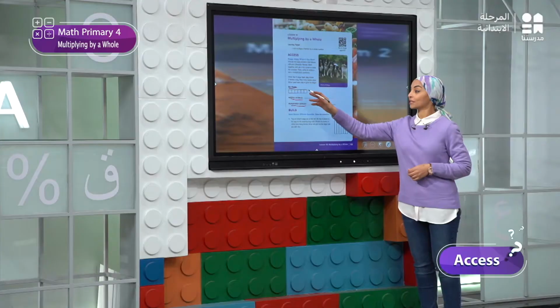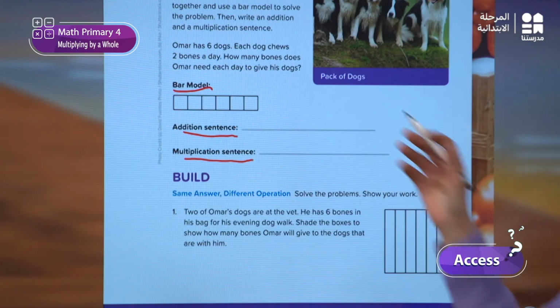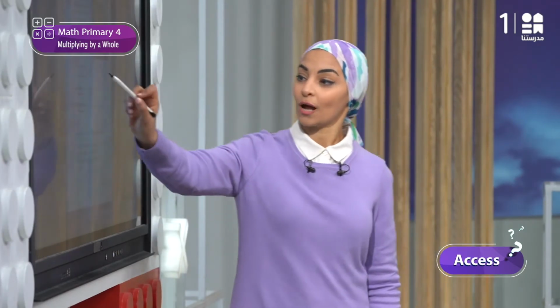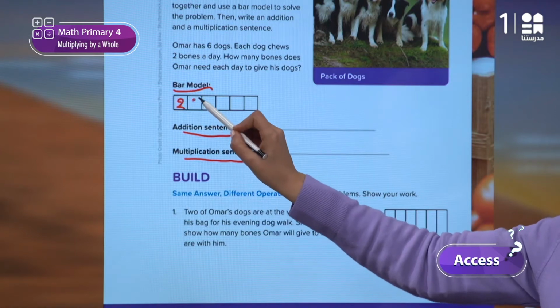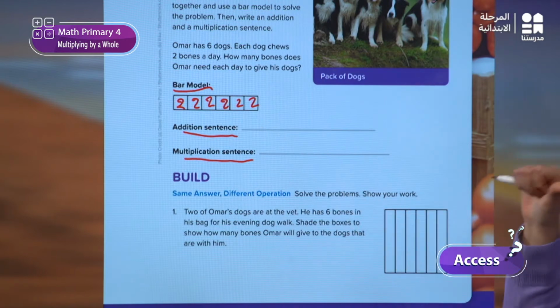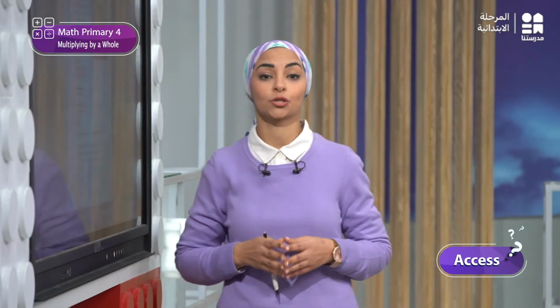How many squares do we have here? Yes, we have 6 squares. That means we have 6 2s, right? Let's write them together. So I will write here 2, another 2, 2, 2, 2, 2. I have 6 squares, and in each one I write 2.